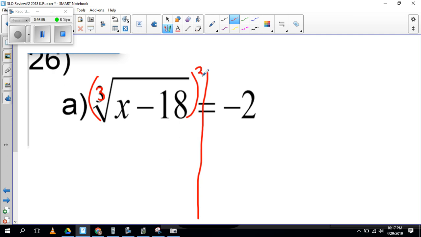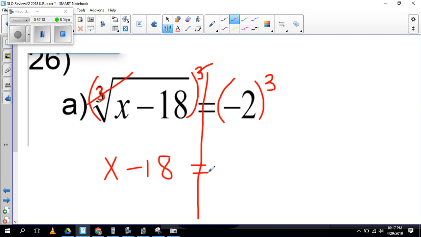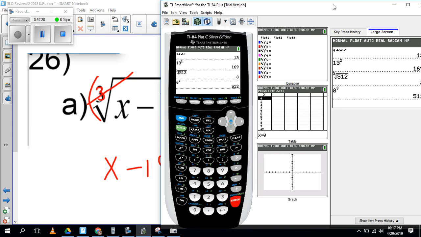Okay? And remember, whatever we do to one side, we have to do to the other. So we have to cube this side. Okay? So cubing this takes all this away, undoes it. And you're left with just what's underneath the radical. X minus 18 equals, and then you can put this in your calculator. Let me show you how you're going to put this in your calculator.